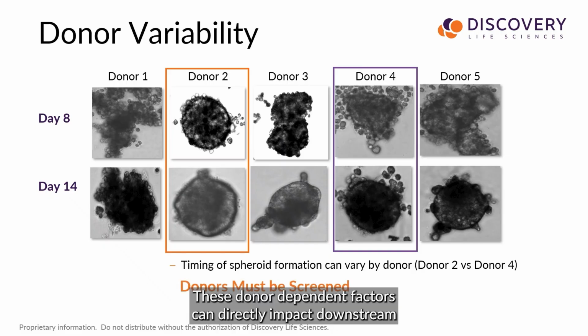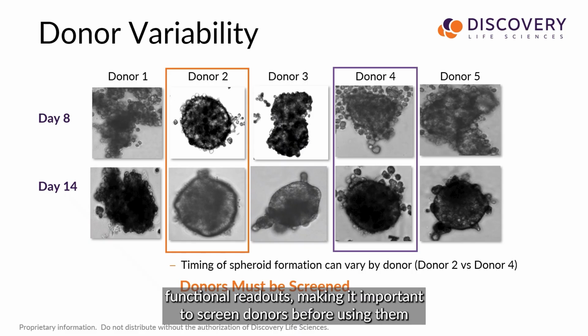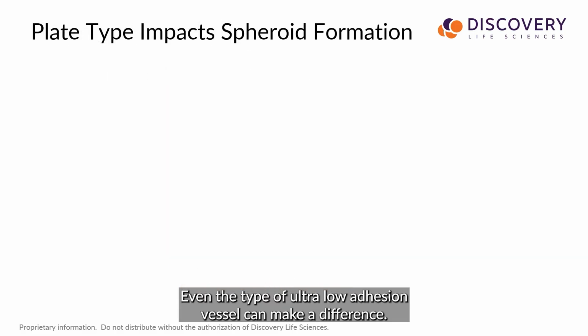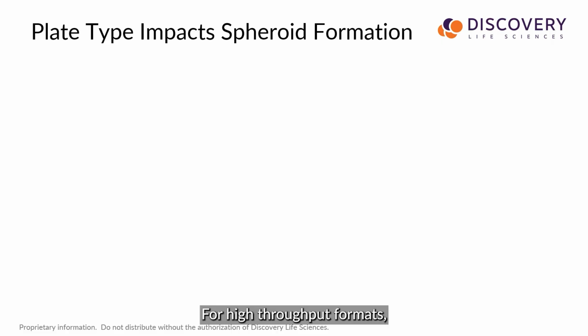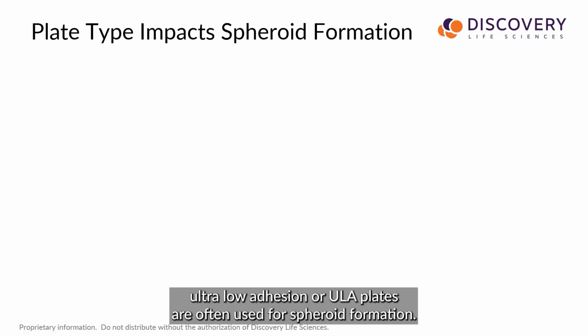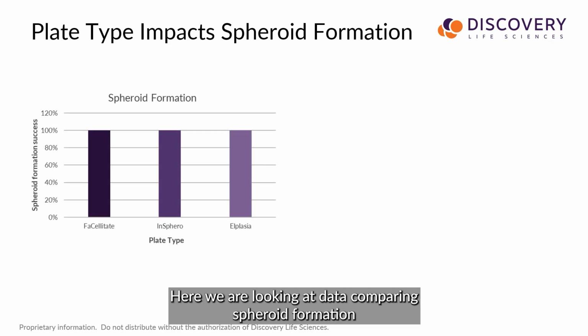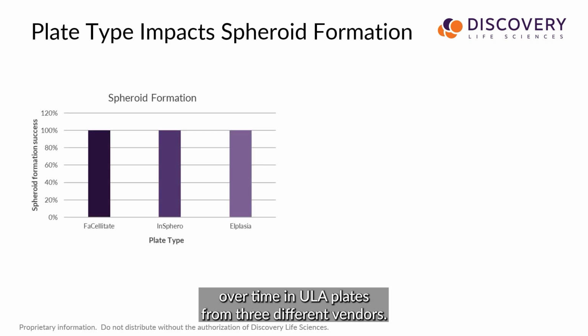These donor-dependent factors can directly impact downstream functional readouts, making it important to screen donors before using them for 3D in vitro cultures. Even the type of ultra-low adhesion vessel can make a difference. For high-throughput formats, ultra-low adhesion, or ULA plates, are often used for spheroid formation. Here we are looking at data comparing spheroid formation over time in ULA plates from 3 different vendors.